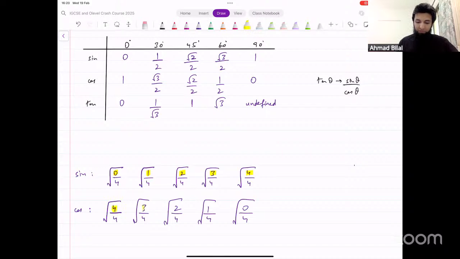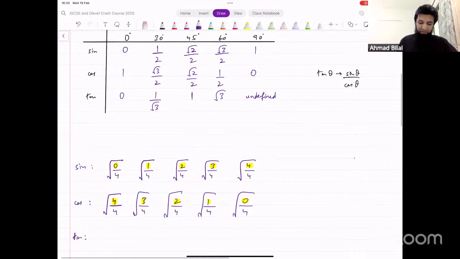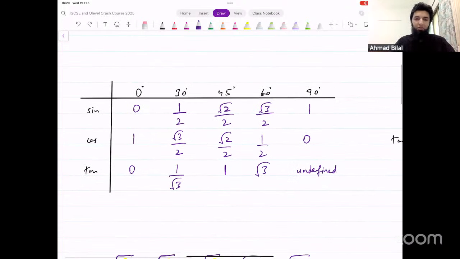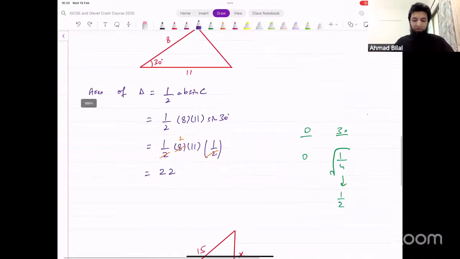You start with 4, 3, 2, 1, 0, divide by 4, and take the square root, and that will give you the cos values. And then for tan, we said you can just do sine over cos. Whatever the sine value is, you divide that by the cos value, and you get the tan value as well. That's one way to remember this. If you can remember it without these numbers, you can do that, because for the non-calculator paper, you will need to remember these values. So that was one thing that we did.